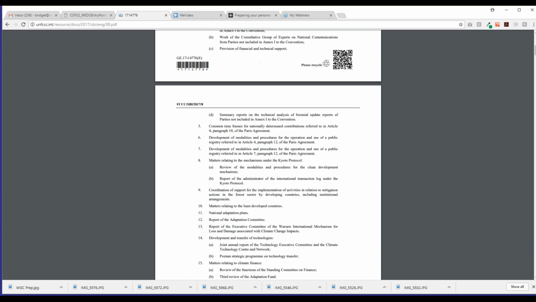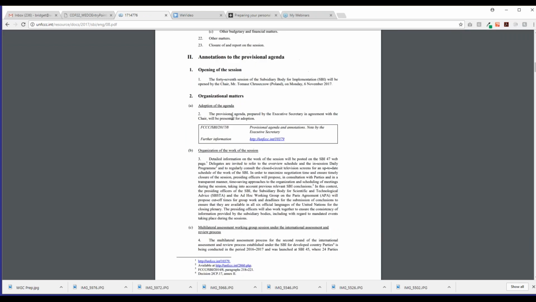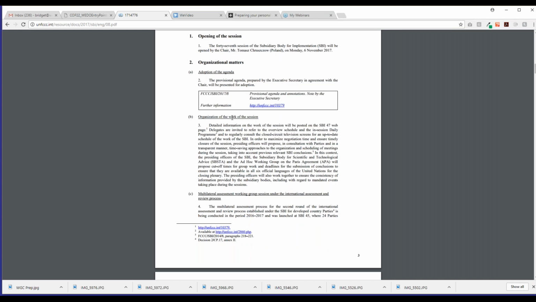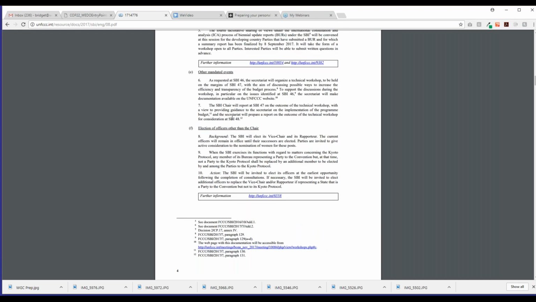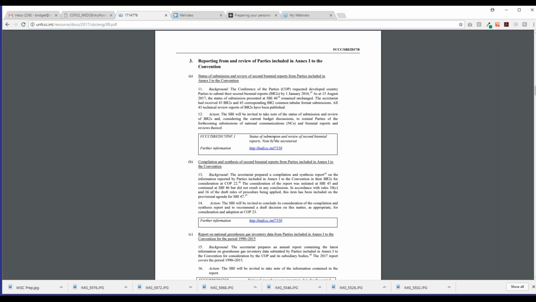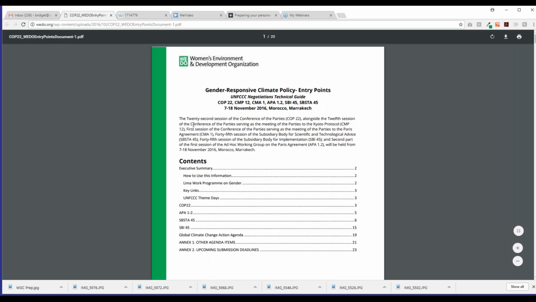As said, I only showed a few agenda items. This annotated agenda will go through each agenda item and give you a background on what has happened under this agenda item before. So this is an example of one of the agendas. What has happened, what action is expected to be taking place at this current COP. And a document that will be shared with you shortly that WEDO usually produces is by taking that annotated agenda and then looking at the gender entry points in each agenda item.